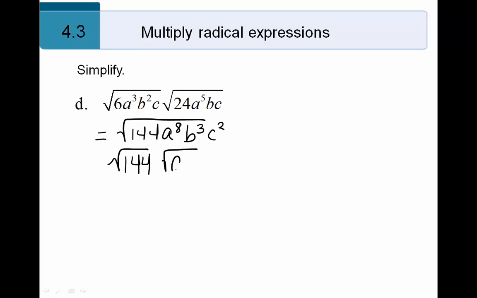The square root of a to the 8th. We need to take 1 away from b cubed to make it even, and we'll put the 1 by itself here. And then we'll take the square root of c squared.